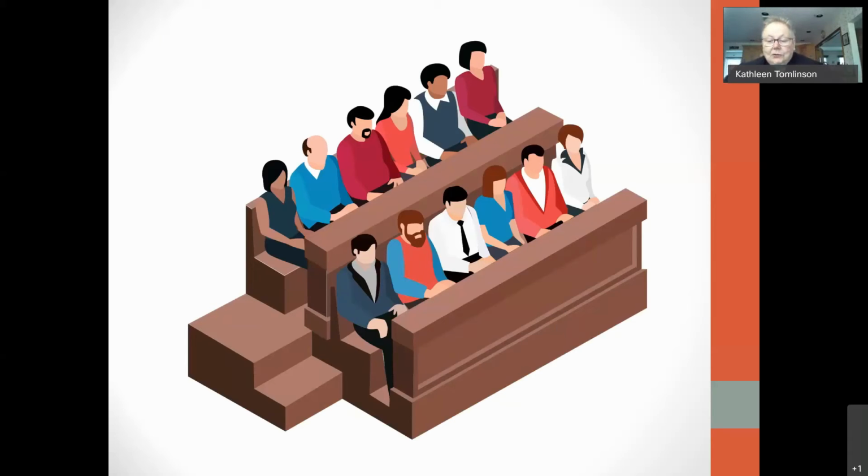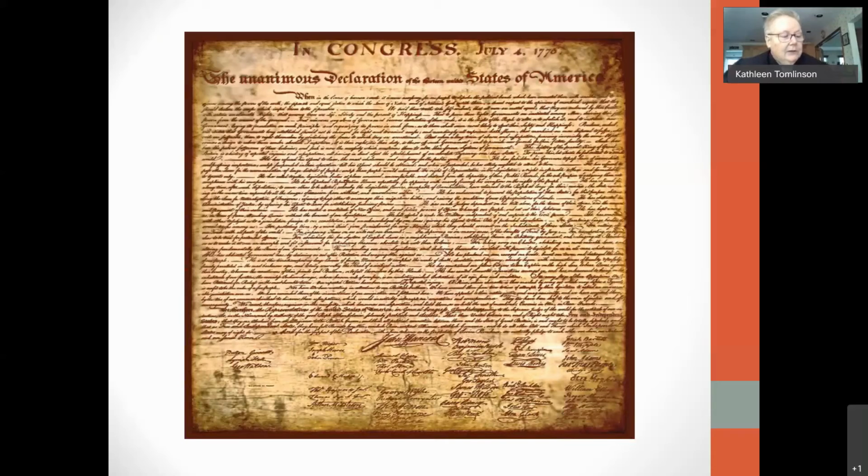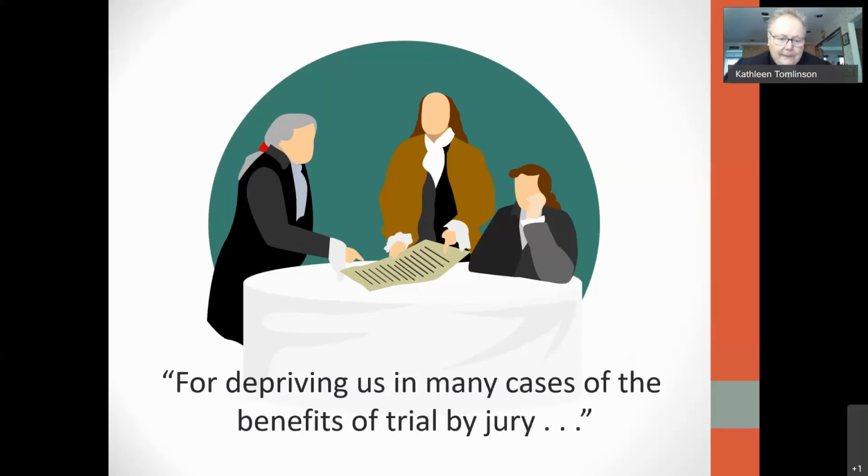When we look at the history of juries in America, we start with the Declaration of Independence. Among the list of reasons the founders of our country gave for rebelling against the English king appears right in the middle of the Declaration. It was such an important reason. As you see here, the words directly from the Declaration itself: for depriving us in many cases of the benefits of trial by jury. So you can see how important this matter of trial by jury was to the American colonists.